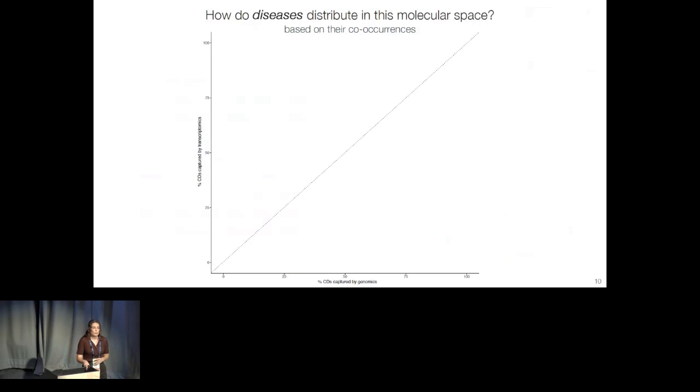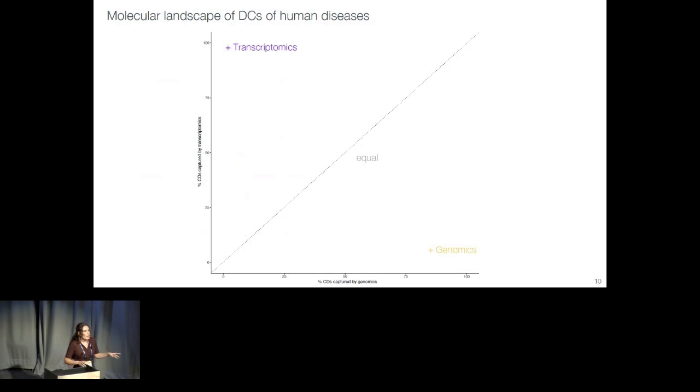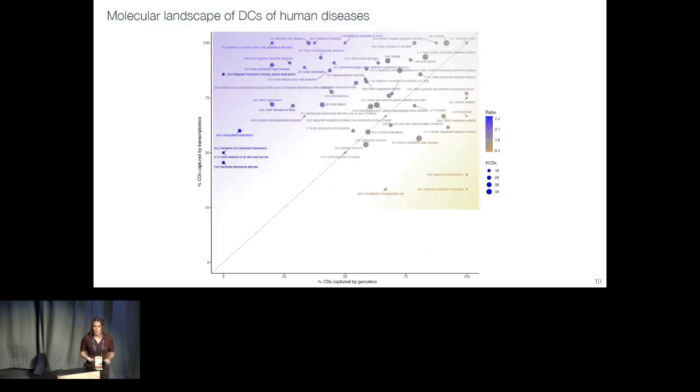So at this point, what we can also do is to ask ourselves, how do diseases distribute in this molecular space of transcriptomics versus genomics? On the y-axis, we have the co-occurrences explained by transcriptomics, and on the x-axis, the co-occurrences explained by genomics. We will have in purple those that are better explained by transcriptomics, and in yellow those that are better explained by genomics. And this is what the molecular landscape of disease looks like.